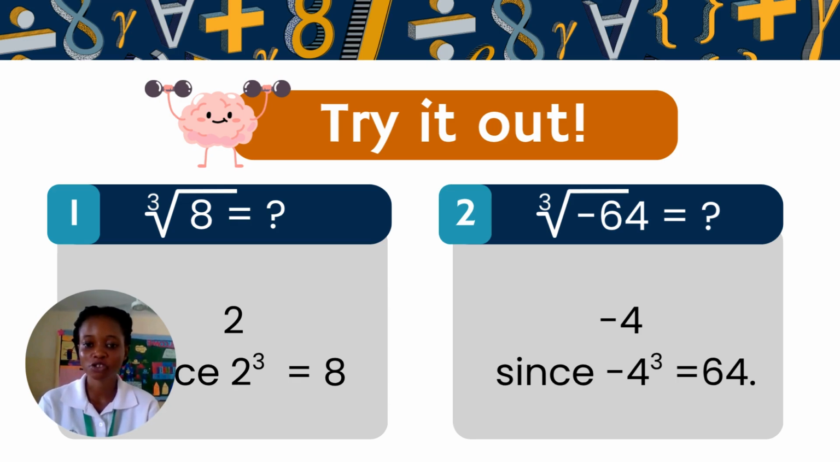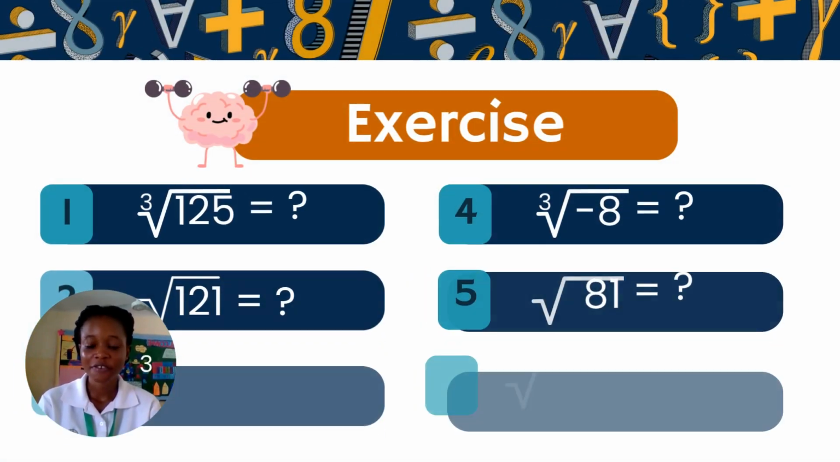So here are some examples for you to try out. Find the cube root of 8 and the cube root of minus 64. So the cube root of 8 is what? 2, and the cube root of minus 64 is minus 4.